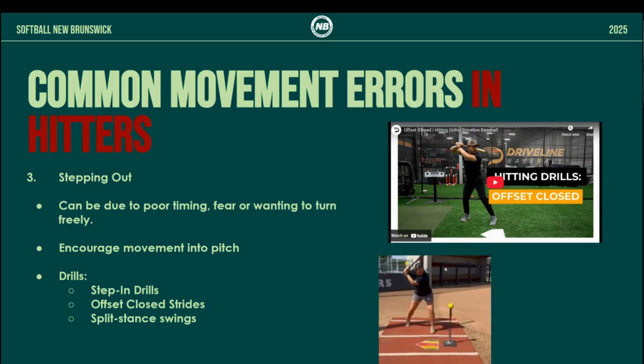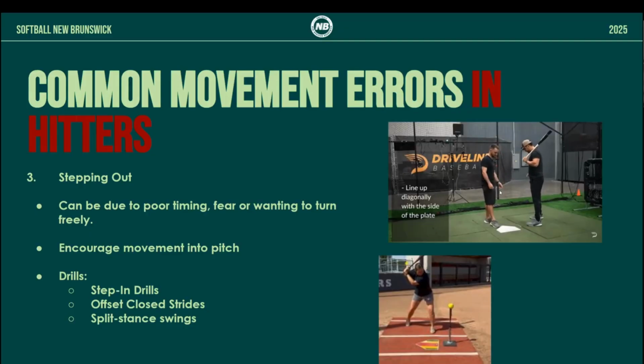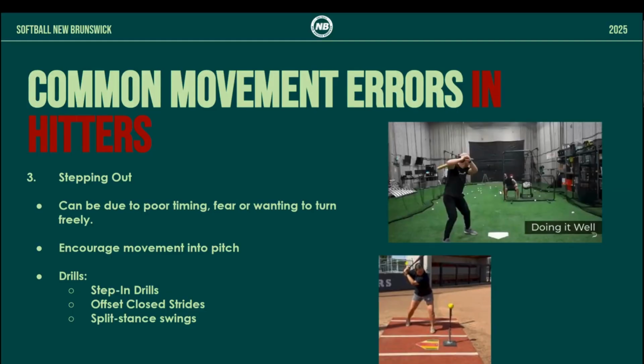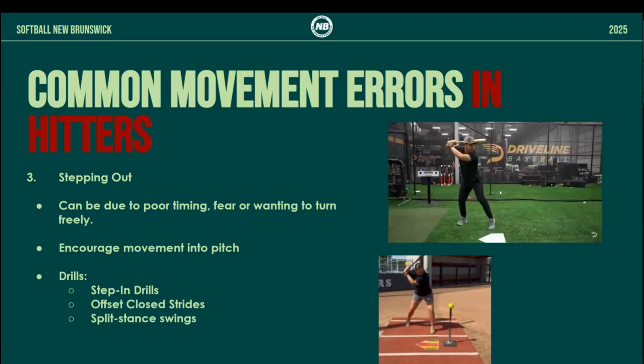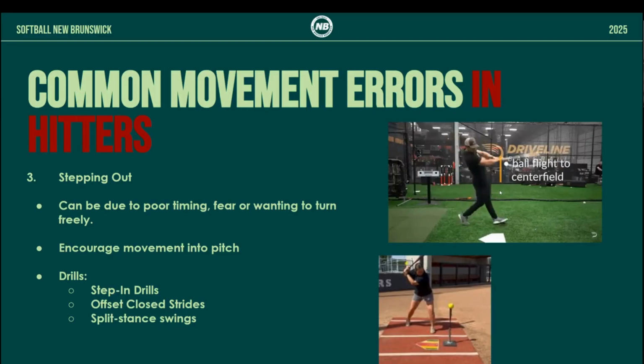Then this one is a little more advanced. This would be similar to how we opened up in the first drill, the first correction. In this one, we're going to line up kind of the opposite way, so closed off to the pitcher. Again, this allows us to feel what it's like to use our front legs effectively, and allows us to turn a lot faster.